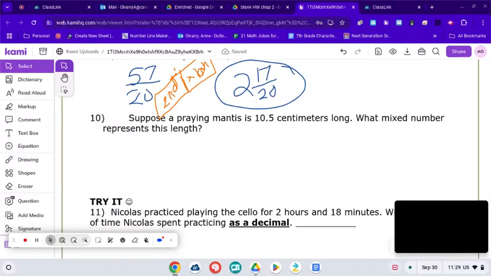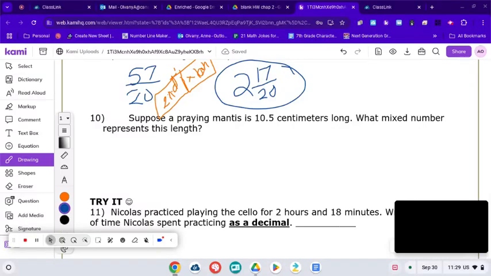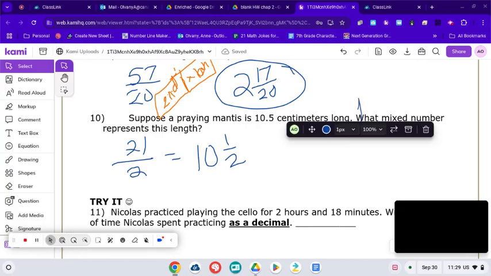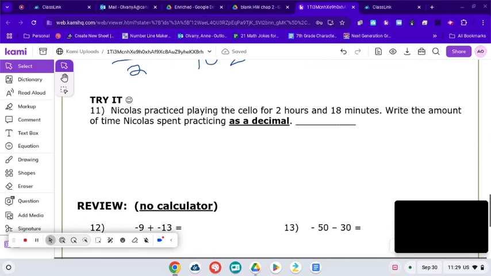Suppose a praying mantis is 10.5 centimeters long. What is the mixed number? If you type in 10.5 and hit the double arrow, again, you get that improper fraction. So hit the second key and the X10N button, enter. That's how you get 10 and a half. Again, if that was something you knew in your head, that's great. But just double check the calculator, because what we're really practicing is how to use the calculator to help us do that now that we have those skills.